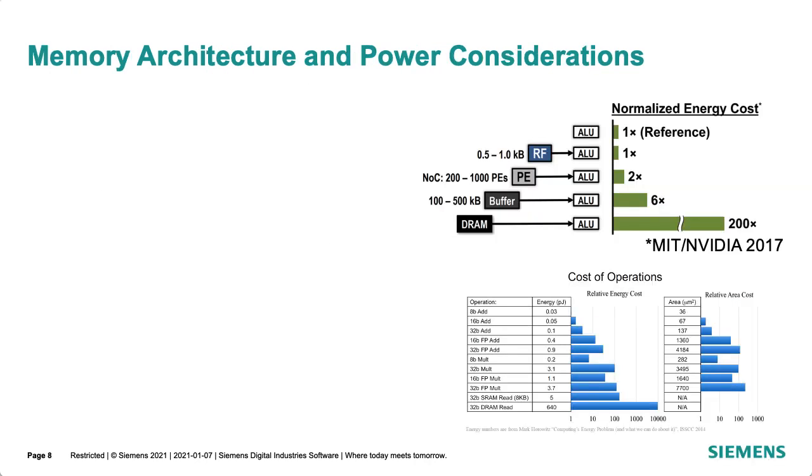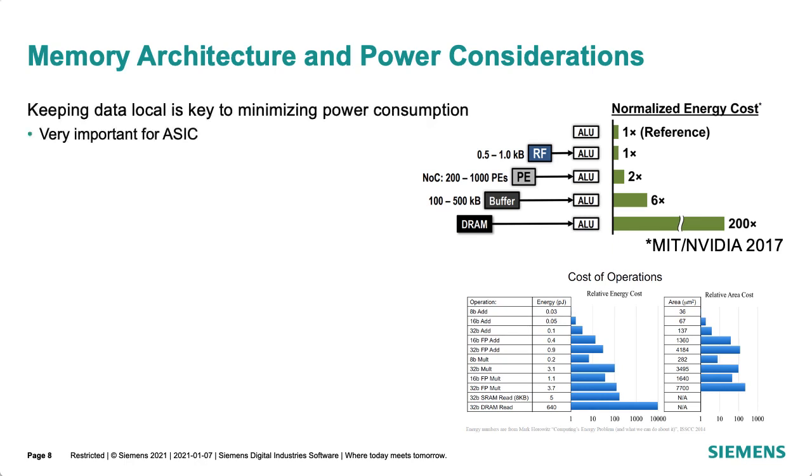Power must be taken into account when building an efficient memory architecture. Keeping the data on chip is key to minimizing power consumption, and this is extremely important when designing for ASIC. Research by NVIDIA and MIT in 2017 showed that the cost for retrieving data from system memory was over 30x more energy consumption compared to storing that data on chip in SRAM.